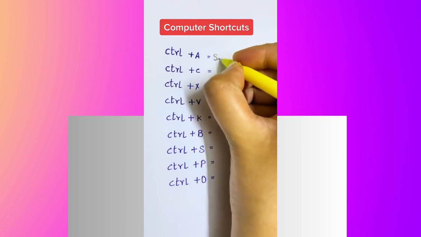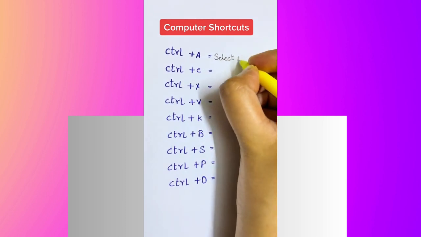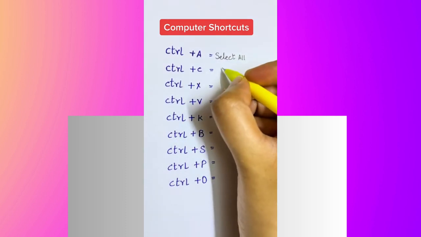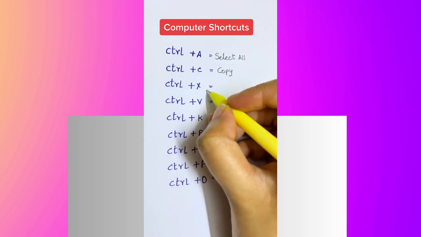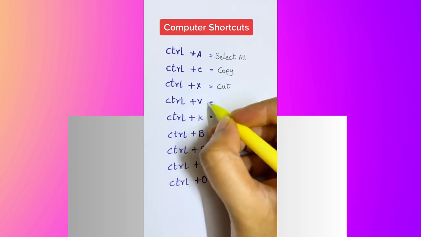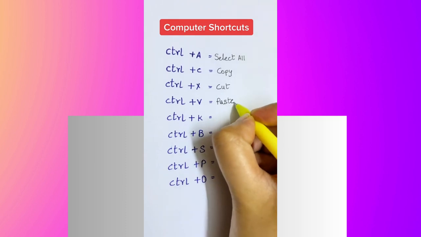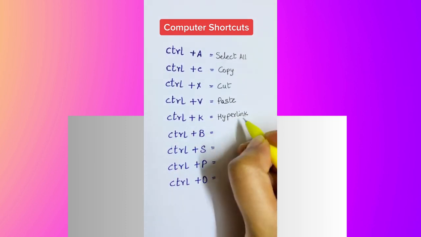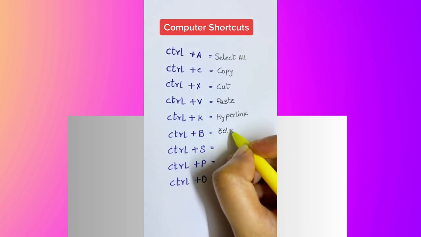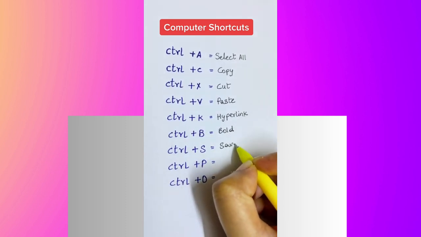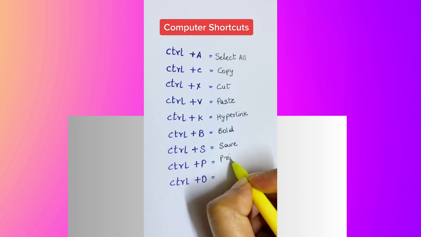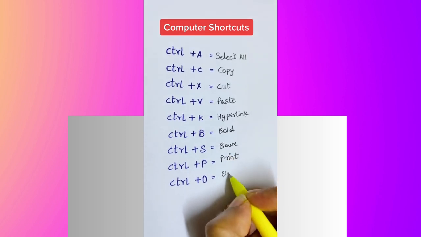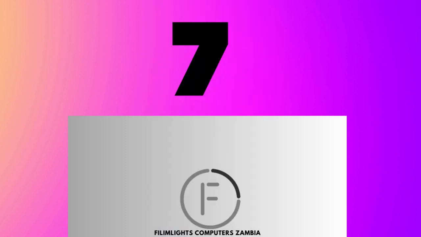Control A, select all. Control C, copy. Control X, cut. Control V, paste. Control K, hyperlink. Control B, bold. Control S, save. Control P, print. Control O, open.